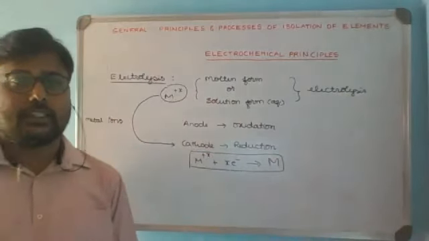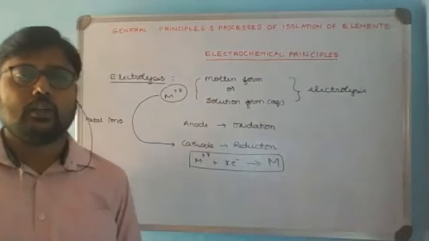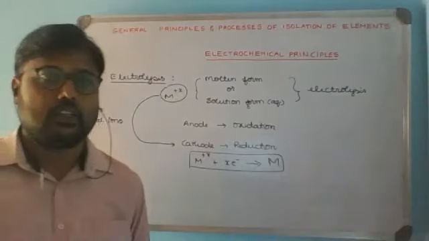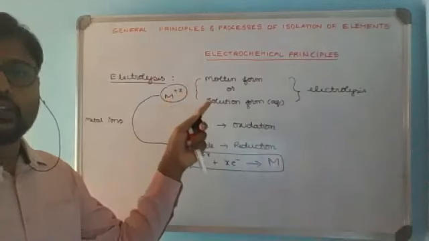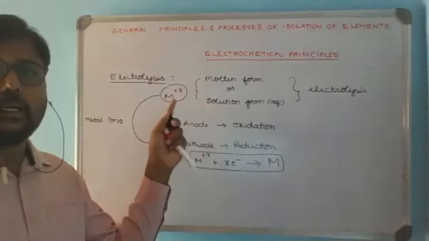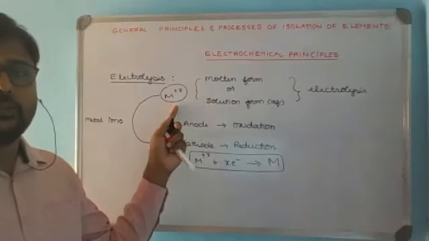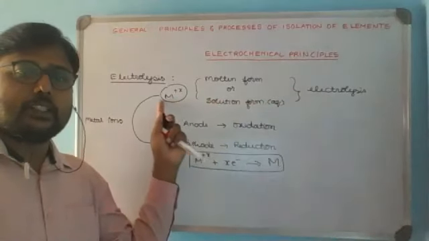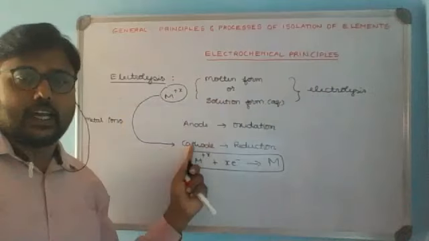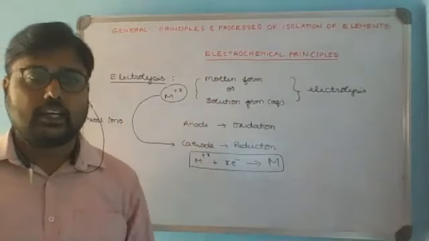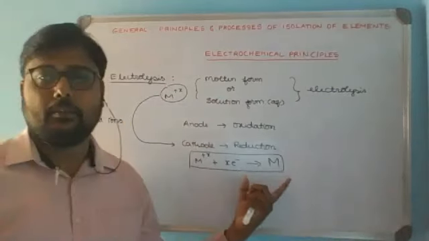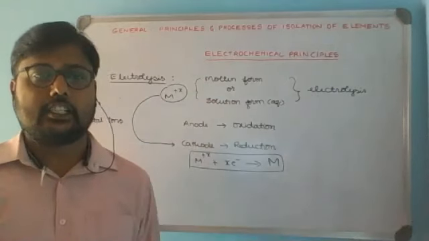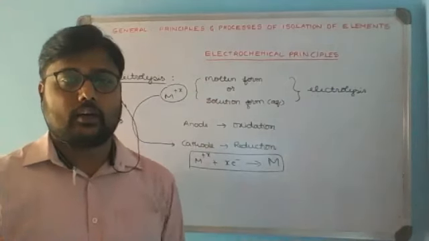Now this is the basic information we need to know about what happens during electrolysis. Either the molten form or the solution form of a metal ion containing solution, if subjected to electrolysis, the metal ions present will move towards the cathode, gain electrons there and get reduced to metal. So this is how reduction is possible by using electrolysis.